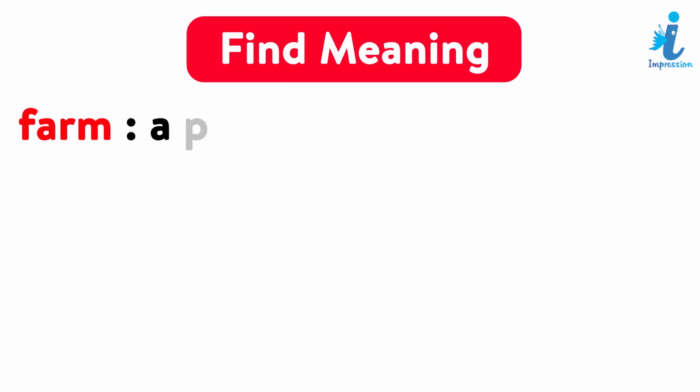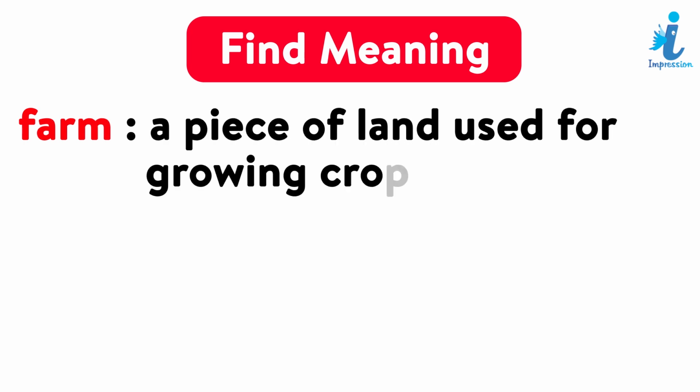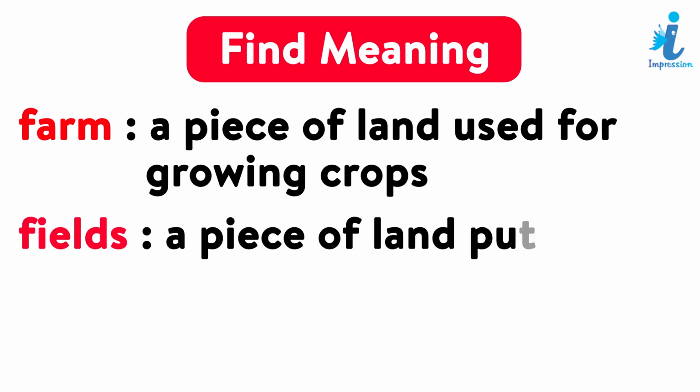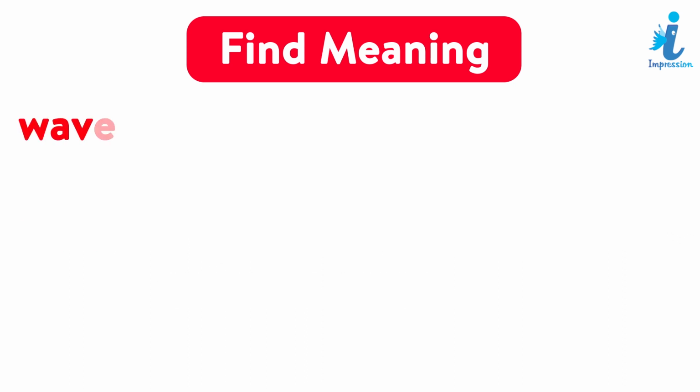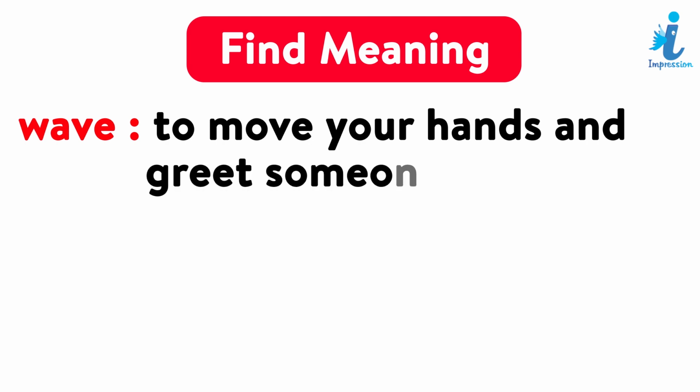Find meaning. Farm, a piece of land used for growing crops. Fields, a piece of land put into growing crops. Wave, to move your hands and greet someone.